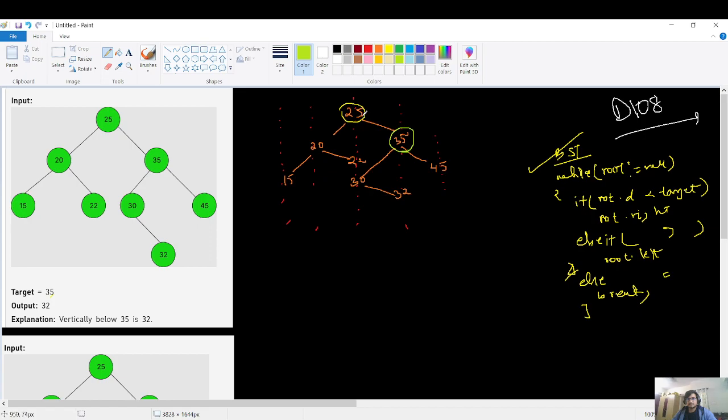Let's see how we are reaching here. Root dot data is 25, and what I'm seeing is that it is less than 35. So where should I move? Root dot right. So I moved to root dot right in the possibility that I will get a greater node than 25, which will be equal to our target node. So we moved, and the right node itself was 35. If the target node and root node are equal, we break here.